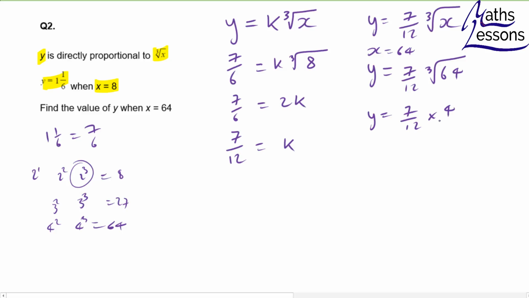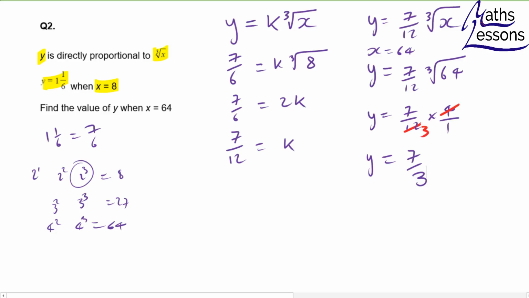Now we could think of 4 as just 4 over 1, and now because we've got times and divide only here, we can cancel. Remember what I said in the previous lesson, when you've got this, you can cancel. If you've got pluses or minuses, then cancelling becomes problematic, and you've got to be careful that you've got factors. We know we've got factors, so we can cancel down the 12 by 3. So our final answer is y equals 7/3.